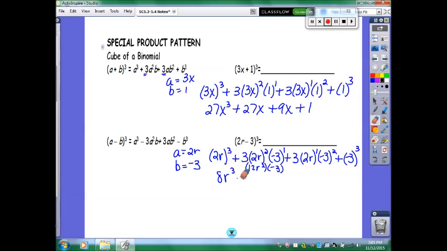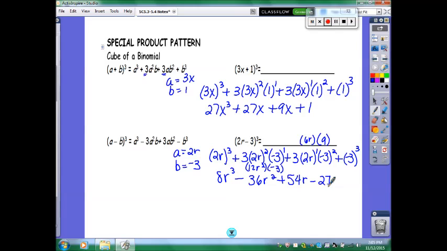So this is going to give me a -36r squared. All right, what are we going to get for this one? This becomes 9, right? -3 squared is 9 times 6r, which is plus 54r. And then -3 cubed is -27.